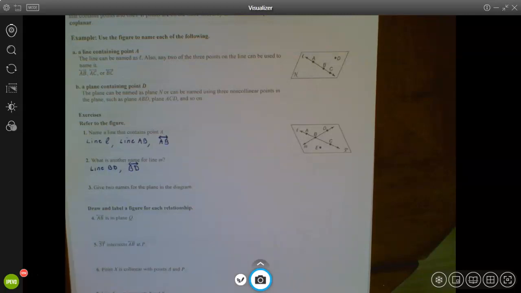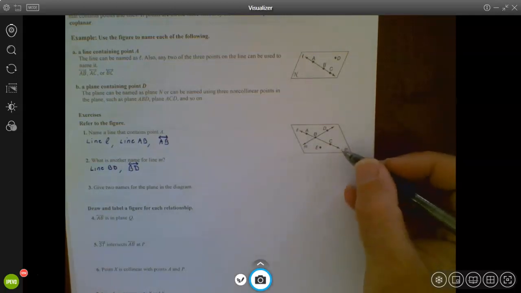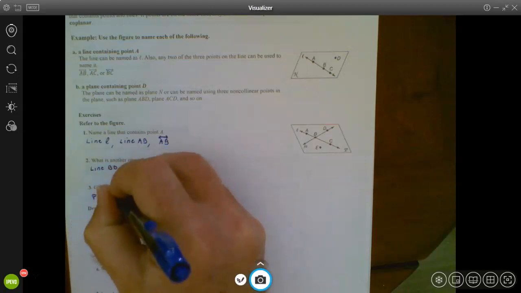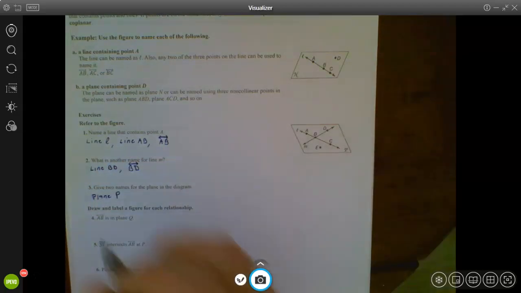They just use the word plane. So for this one, you can see we can go by the cursive letter that I see right here. So we can call it plane P. So if you wanted to say plane P, that would be fine.